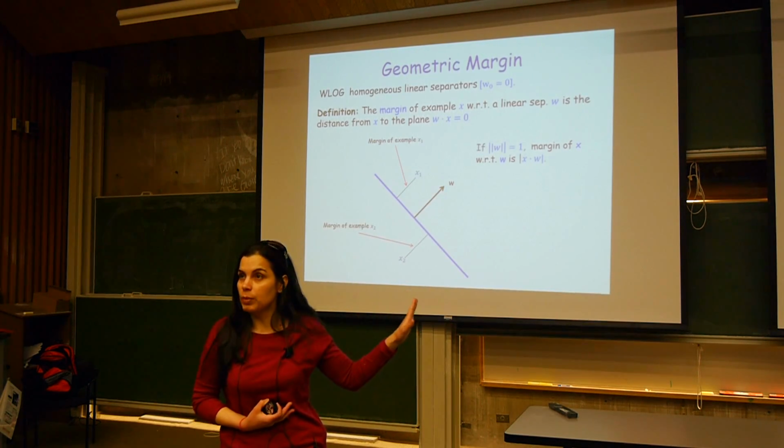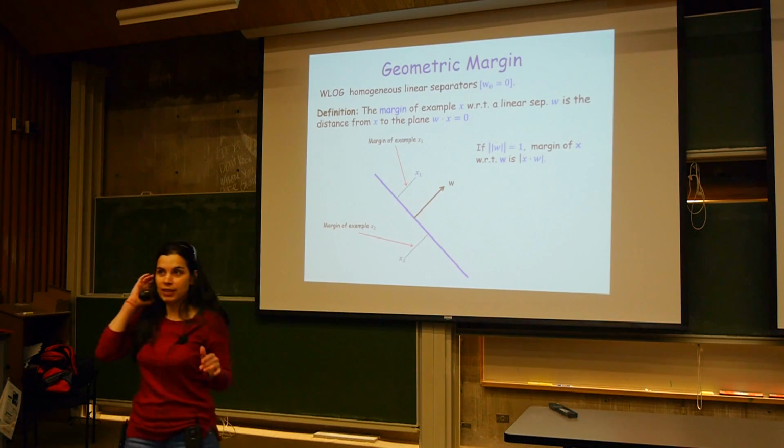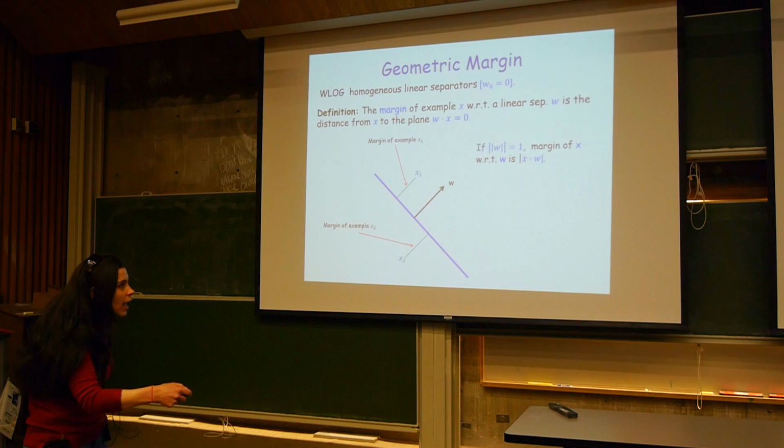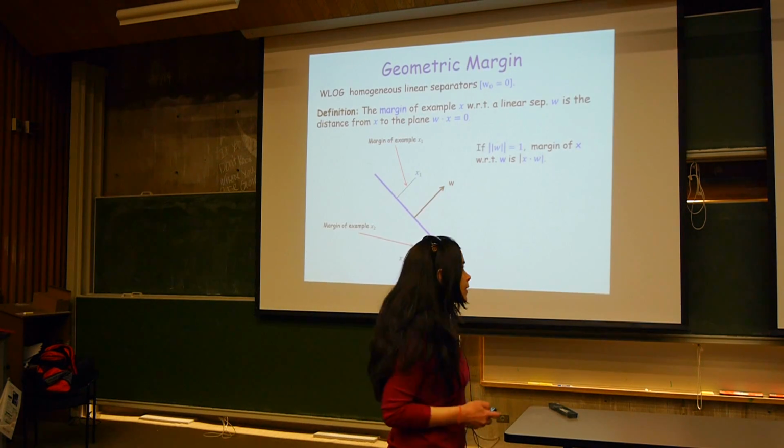So this is a fact to remember, okay? And it's something that you learn in the 11th grade or something like that, okay? So, geometric fact: the margin of an example X with respect to a separator given by normal vector W is the absolute value of the dot product between W and X.